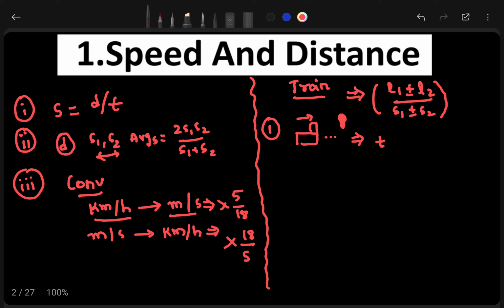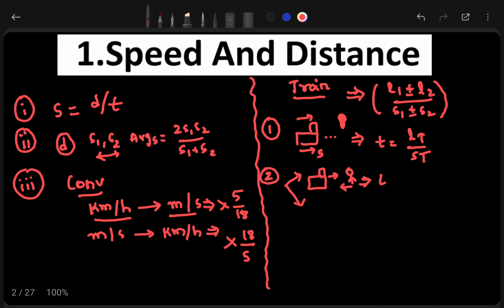So the time required is simple: length of the train, since the pole will not have any length, divided by the speed of the train. It is similar to the time distance formula. The second scenario here is divided again into two types. Here there will be a train moving with a constant speed, and there will be a man who is coming in the opposite direction. Here he will ask how much time it takes.